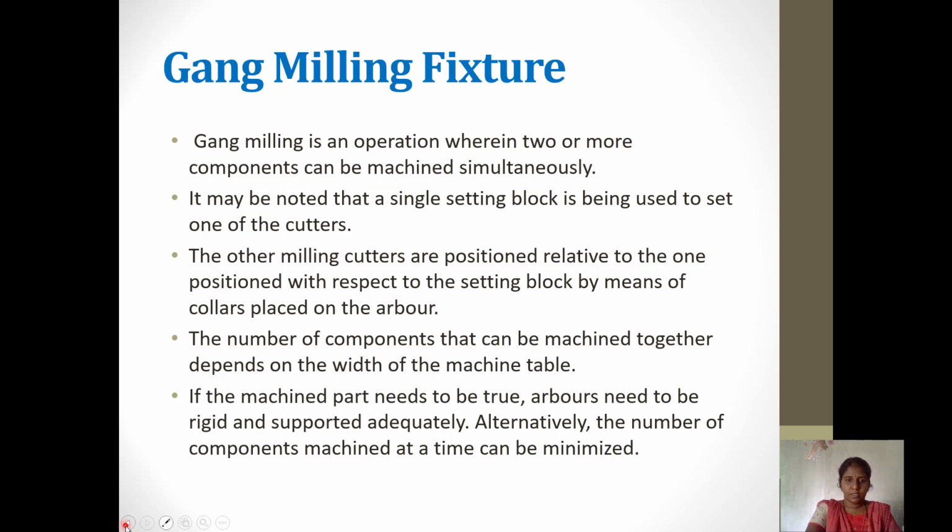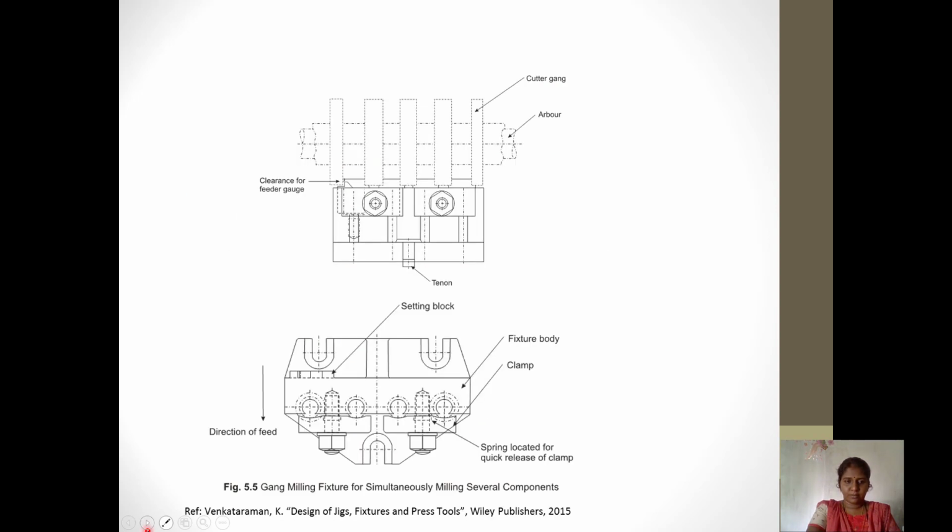table. This is accommodated based on the width of the machine table. Number of components can be selected. If the machine part needs to be true, arbors need to be rigid and supported adequately. Alternatively, the number of components machined at a time can be minimized. Since two or more components can be fixed simultaneously, the machining time can be reduced.